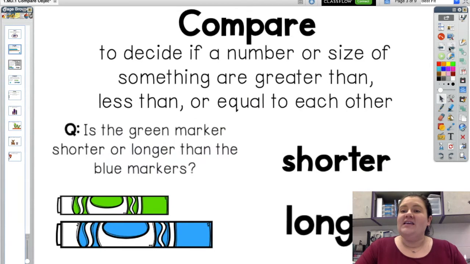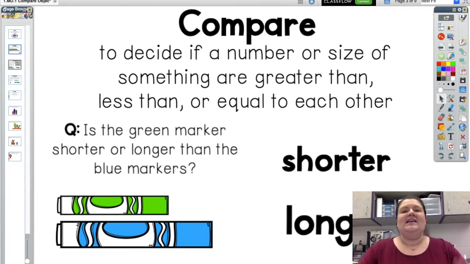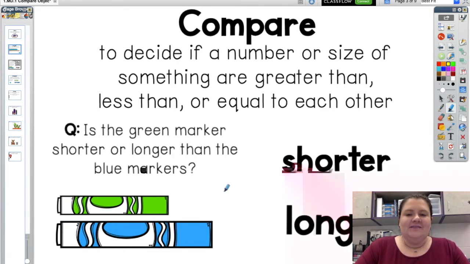All right, so that's finding the length. Now, when I am comparing something, I'm trying to decide if a number or size of something is greater than, less than, or equal to each other. So let's see right here. I have a question, and it says, is this green marker shorter or longer than the blue marker? Well, I am looking, and it looks like my green marker and my blue marker are lined up together. And I need to look at the green marker, and I need to see if it's shorter or longer than the blue marker. Well, the blue marker is the longest that I see right here. So that means the green marker is going to be shorter.